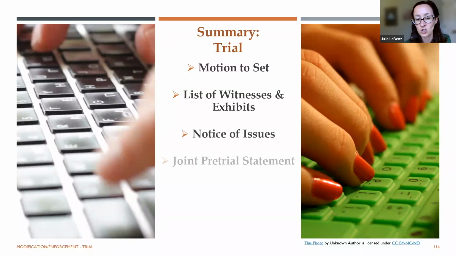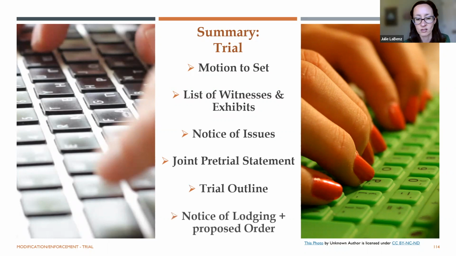You've got your notice of issues that's due 20 calendar days before trial. You could do a joint or separate pretrial statement depending on whether or not the court orders joint or separate. And that's going to be due 5 business days before trial. The trial outline, which is optional, it's not filed with the court, it's not exchanged with the other side, but this is a script that you can draft for you to follow during your trial. And then the notice of lodging and proposed order, if the judge orders you to draft a proposed order and file it with the court.